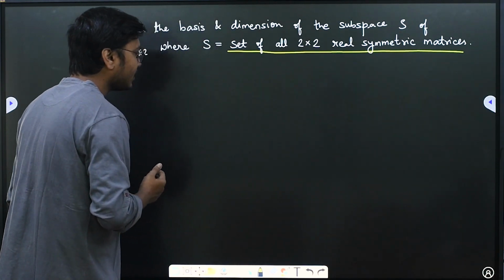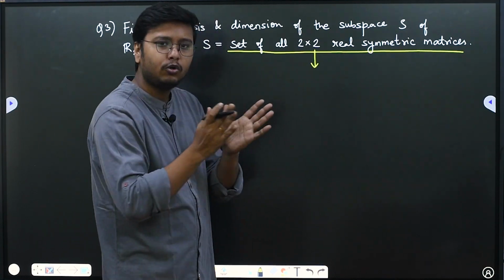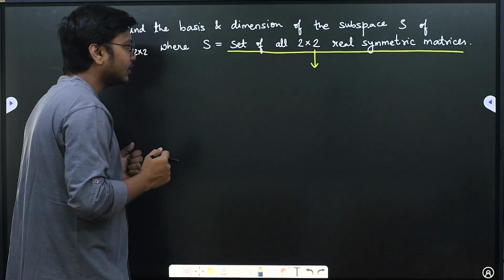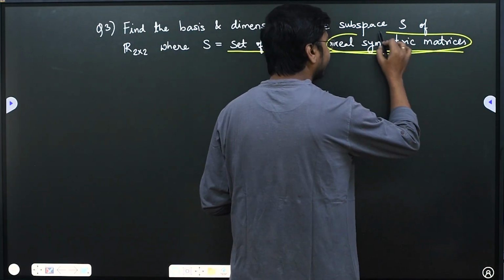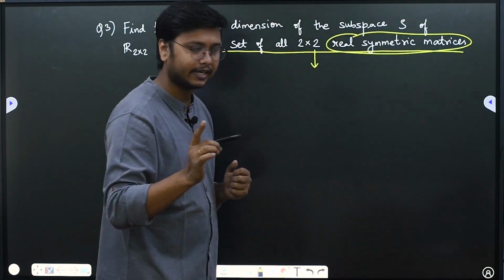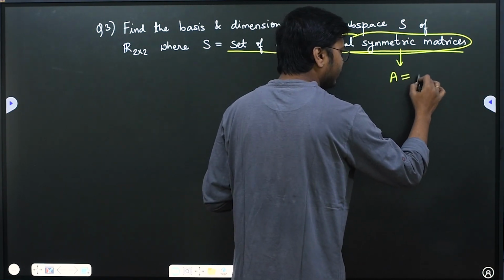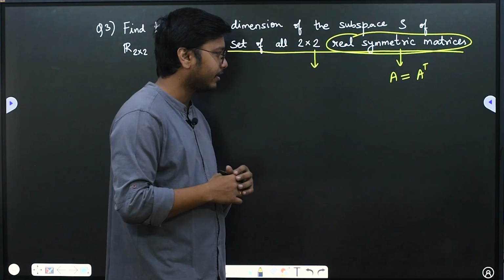Okay, now the thing is, how can I express the set of all 2 cross 2 matrices by writing it explicitly? Achha, how does a real symmetric matrix look like? That's the first question we need to understand. We know the property of real symmetric matrices is A equals A transpose. The transpose of the matrix is equal to the original matrix.